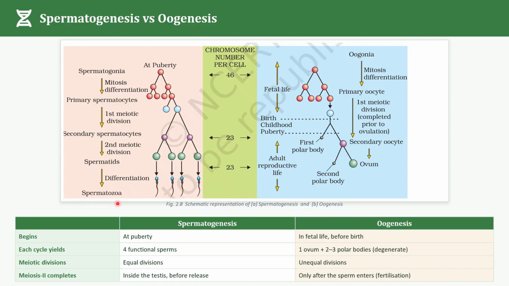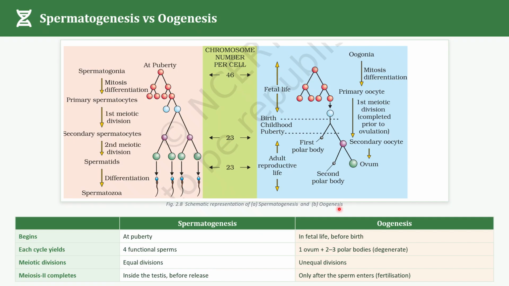You have to understand this also. It begins at puberty and produces four functional sperms from one primary spermatocyte, and cell divisions are equal. So all four cells become functional sperms, and meiosis is completed inside the testis before the sperm is released.